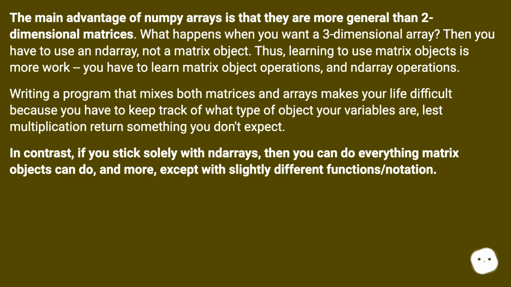Writing a program that mixes both matrices and arrays makes your life difficult, because you have to keep track of what type of object your variables are, lest multiplication return something you don't expect. In contrast, if you stick solely with n-arrays, then you can do everything matrix objects can do, and more, except with slightly different functions and notation.